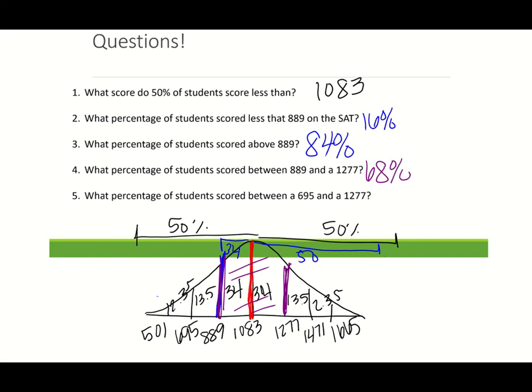And last but not least, what percentage of students score between a 695 and a 1277? Well, I still have 1277 in the same spot, 1 standard deviation above, and 695 is 2 standard deviations below. So if I add up this area here, I have 34 plus 34 plus 13.5. So I have 68 plus 13.5, which is going to give me 81.5%.